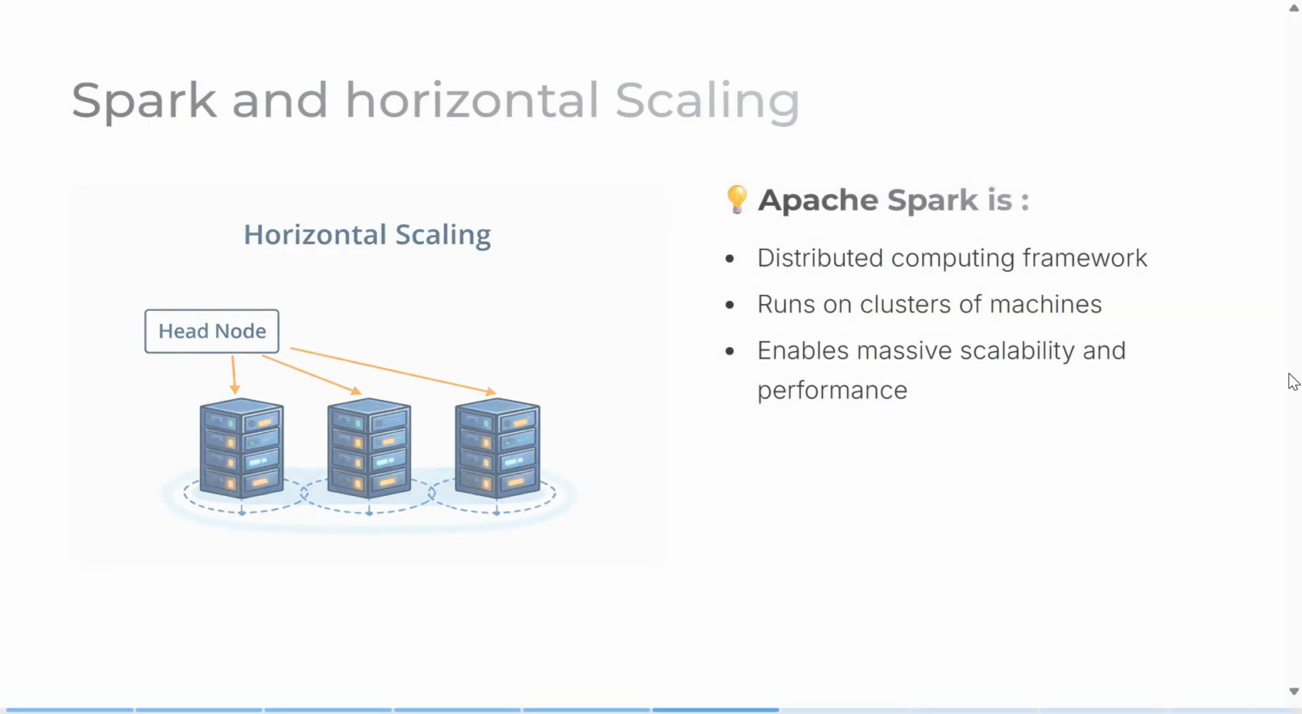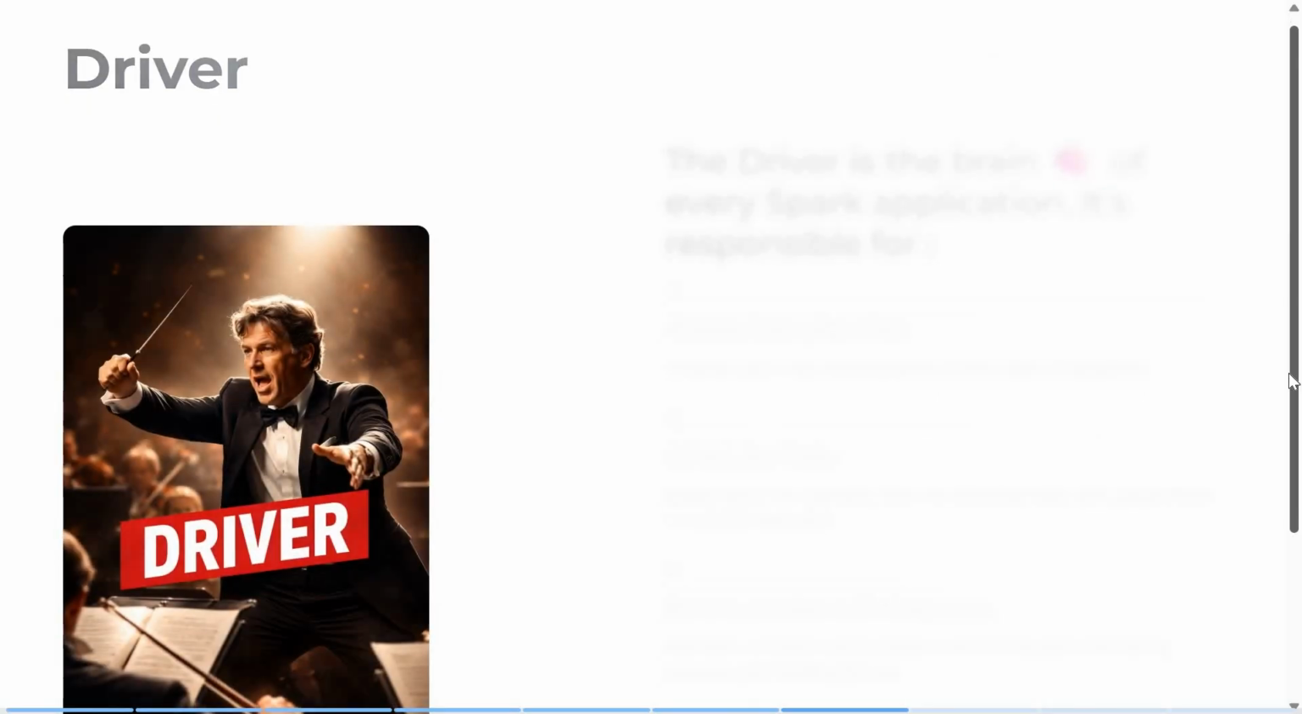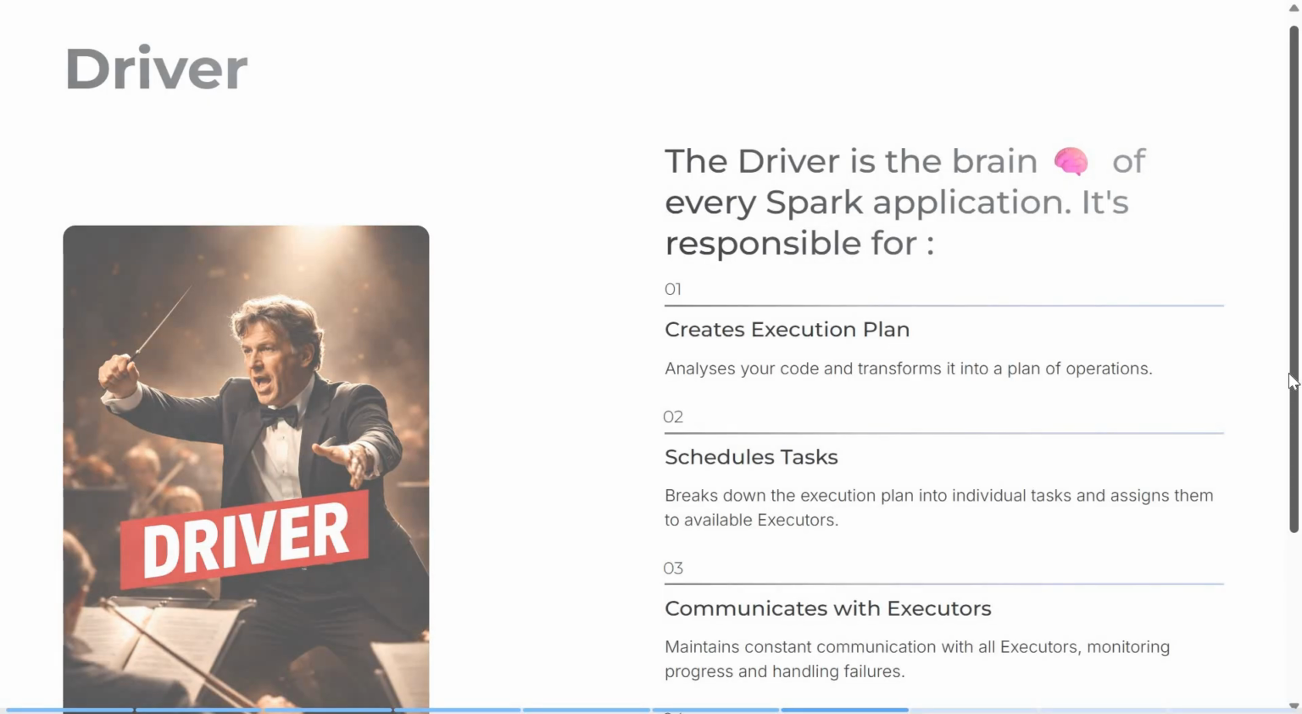So Spark is a distributed computing engine. It distributes the work across multiple machines. And to do that, Spark needs two main components: the driver and the executors. Let's start with the driver. The driver is like an orchestra conductor. You can think of it as the brain of your Spark application.